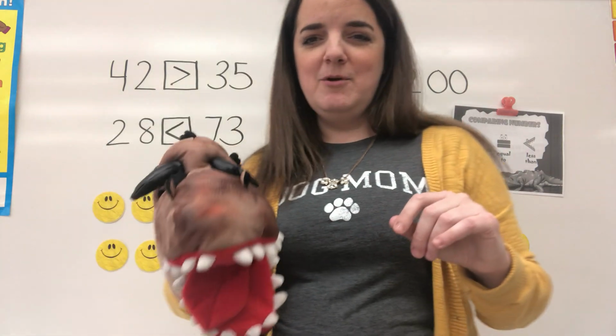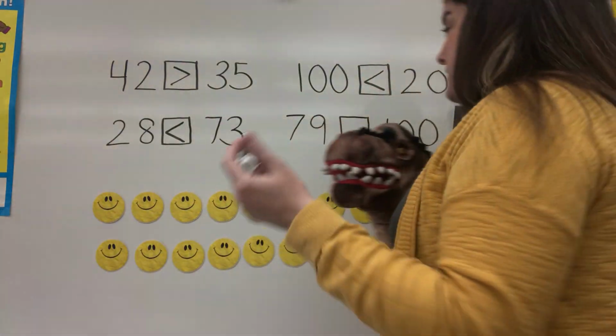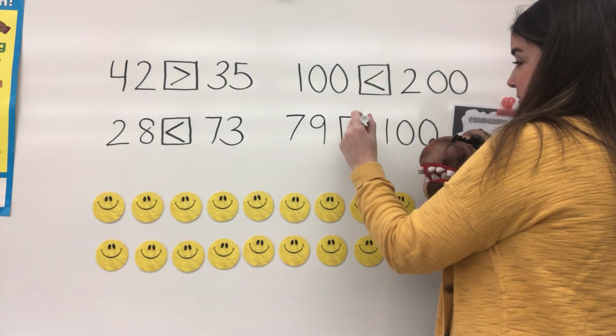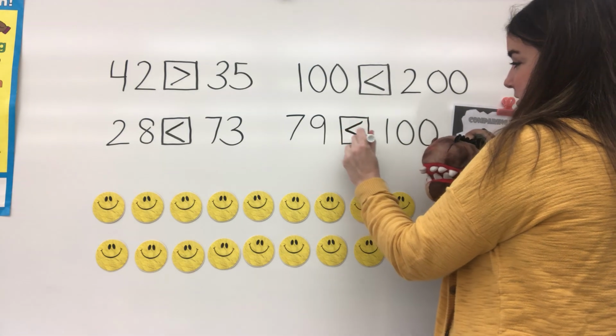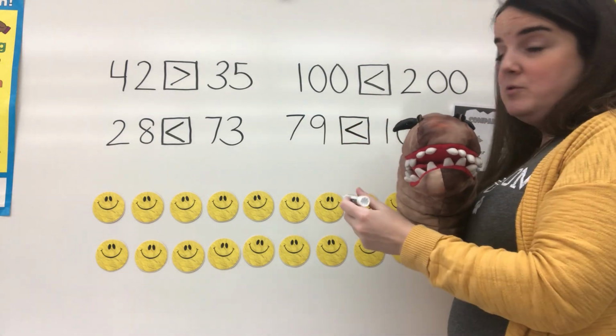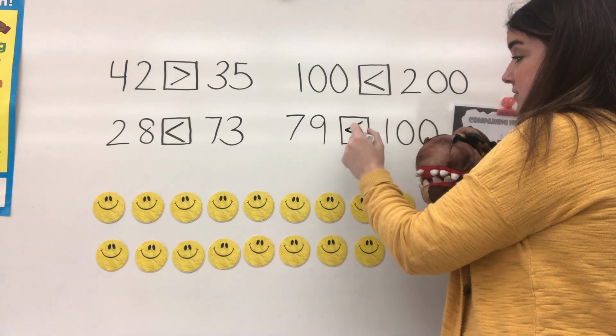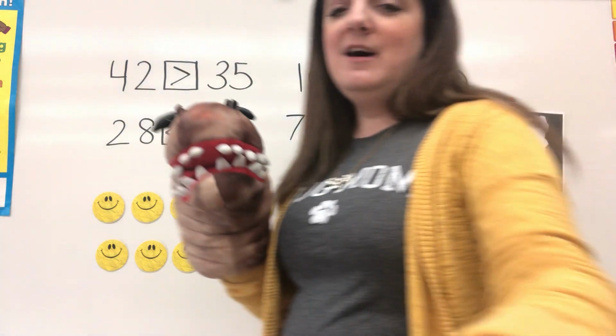Oh, he ate number 100 because we know 100 is more. So I'm going to once again draw my symbol with the bigger side towards 100. 79 is greater than 100.